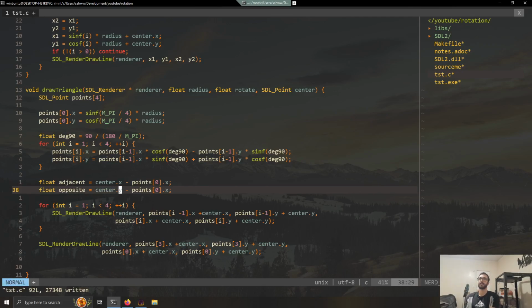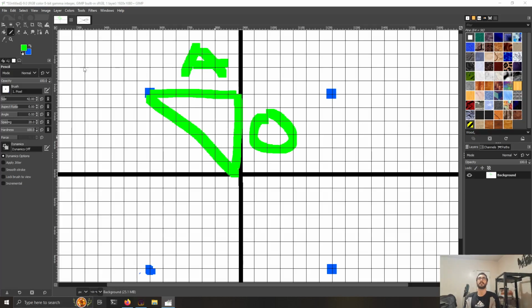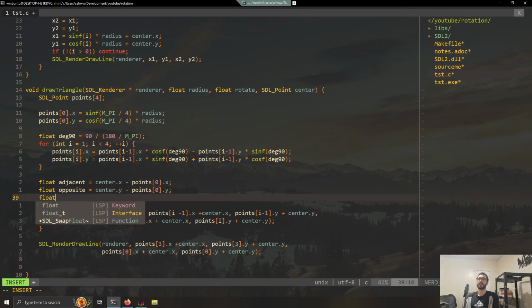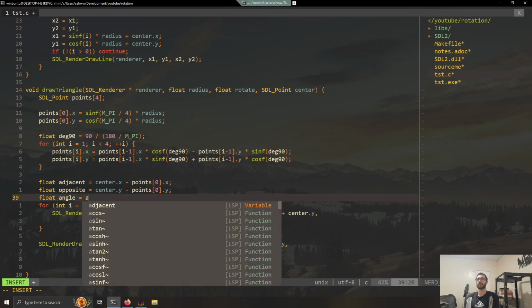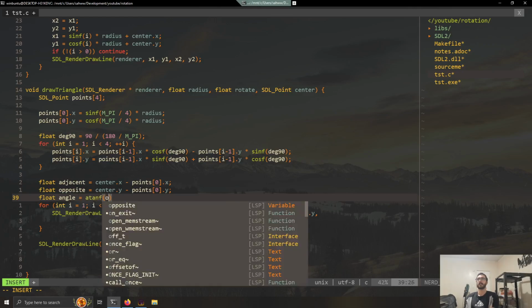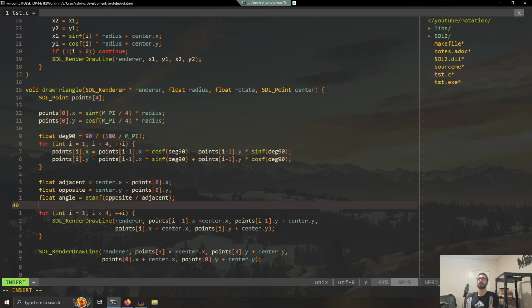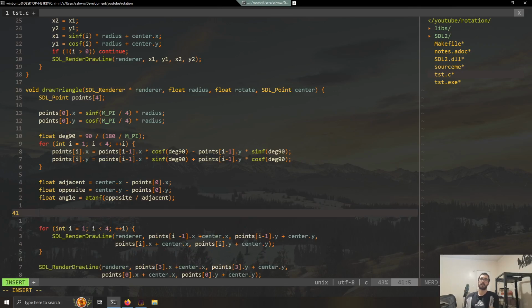Center y. So that should find, we found the opposite and adjacent. Then we can get the angle. Opposite divided by adjacent. Bada bing, bada boom. And then we're going to do a little thing here. Call it y scaling, I guess.